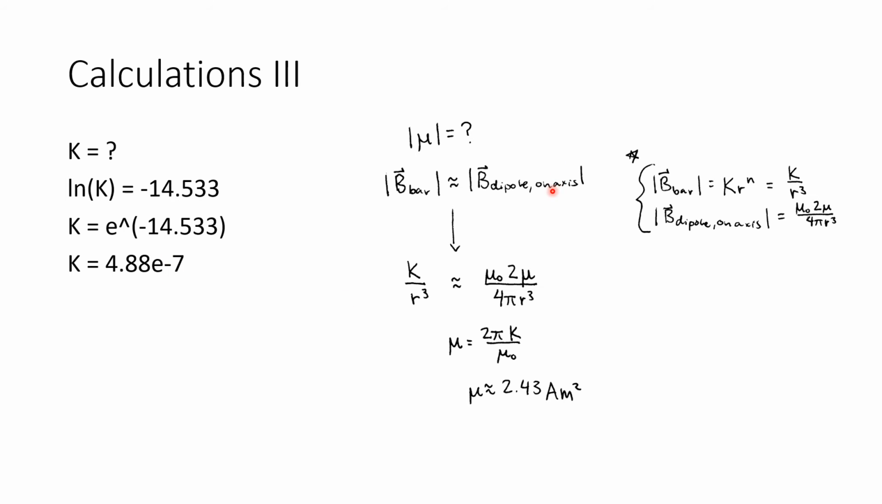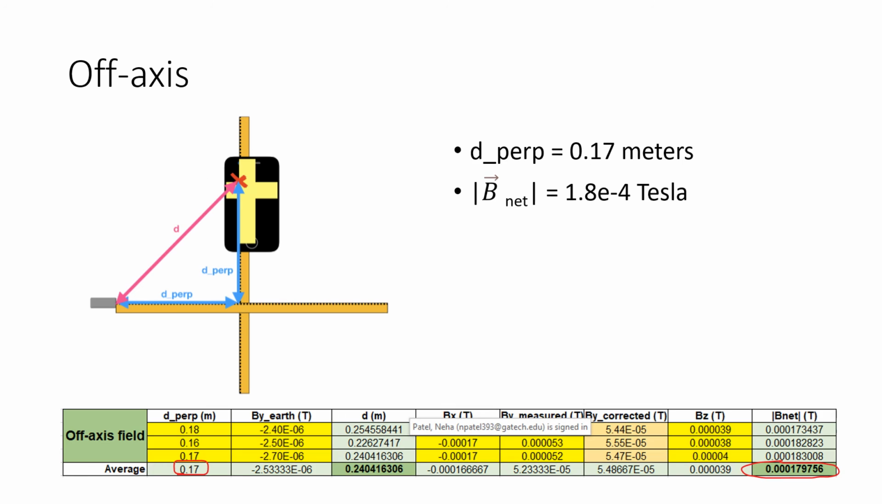Finally, to find the magnitude of the dipole moment, we can assume that the magnitude of the bar magnetic field and the dipole on-axis magnetic field are the same. So as you can see here, we set these equations equal to each other and find that mu is equal to 2.43 A m squared.